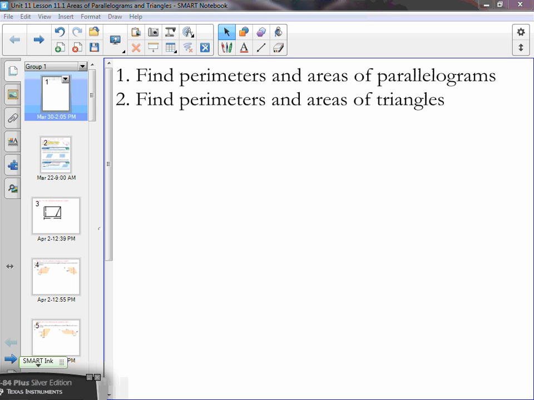The perimeter of any polygon is simply the sum of the lengths of the sides. So you find the length of every side, you add them up. Okay? Now, areas.